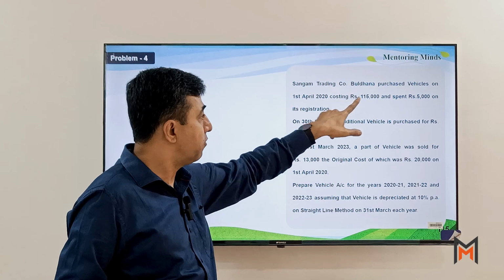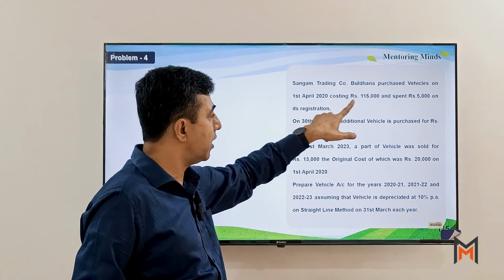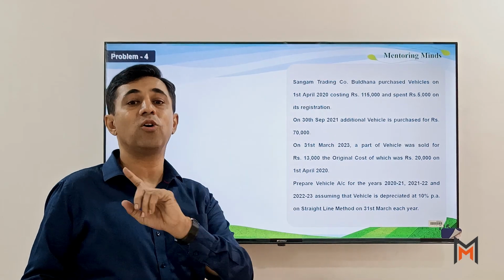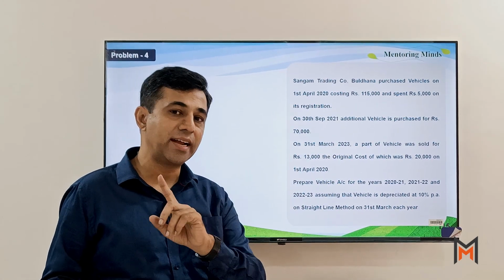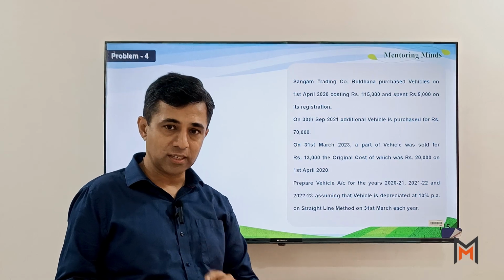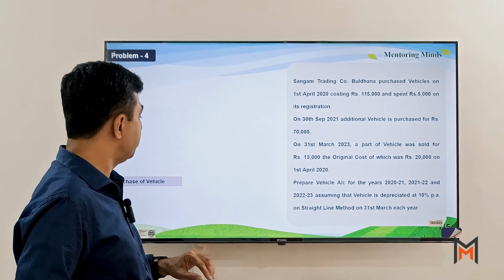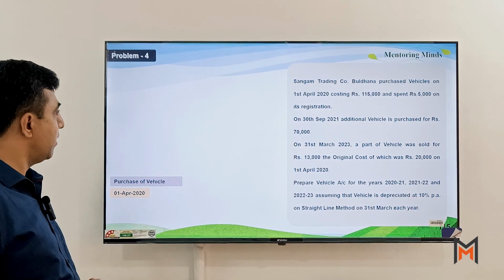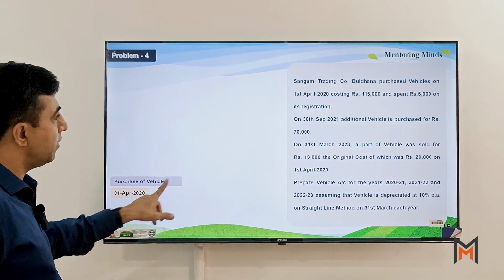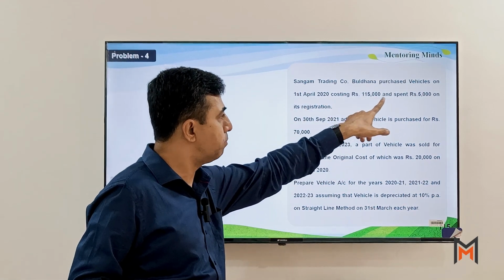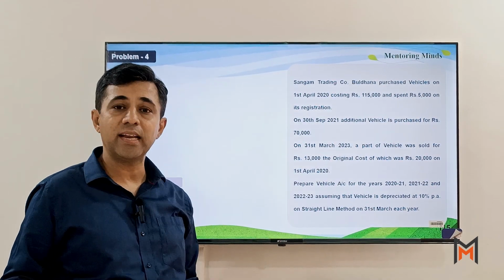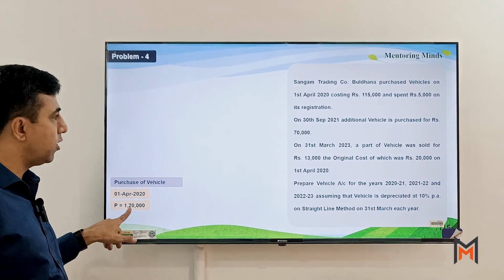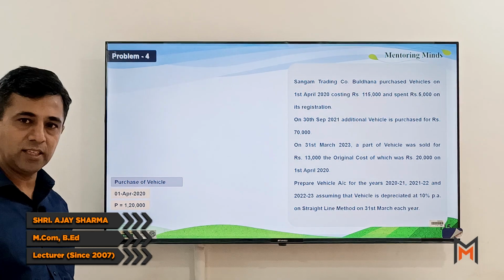So we are aware whenever such expenses for acquiring the asset is given to us, we are going to add up in the cost of asset. तो सबसे पहले हम identify करेंगे as per cost concept what is the cost of asset. So here purchase of vehicle, we are purchasing the vehicle on 1st April 2020. Obviously 1,15,000 plus 5,000 will be 1,20,000. So this asset we are purchasing on 1st April for 1,20,000.